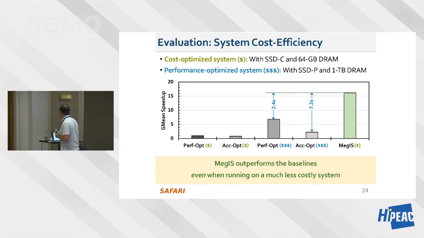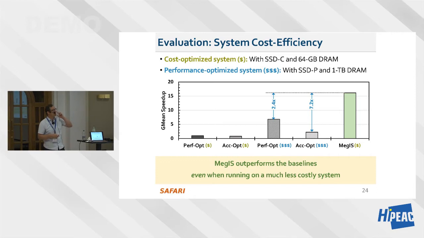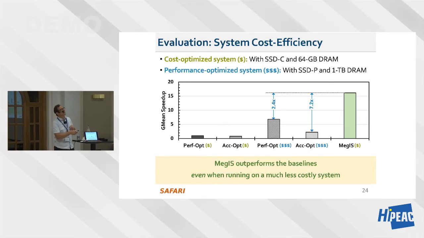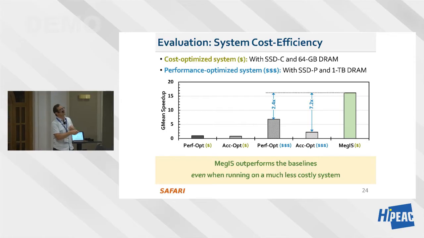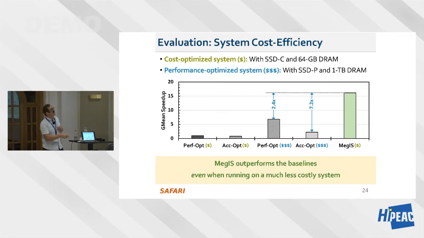Okay, I should also mention this. System cost efficiency: we do a cost analysis over here, and this is one example. You may have a cost optimized system with a cheaper SSD and smaller DRAM. And you may have a performance optimized system with a much faster and expensive SSD and much larger amounts of DRAM. This compares things. This is the performance optimized, this is the accuracy optimized software baselines. Now if you pay a lot more money and design a performance optimized baseline system, you gain some performance, clearly, that's good. Accuracy optimized doesn't gain a whole lot of performance, but it still gains compared to here.